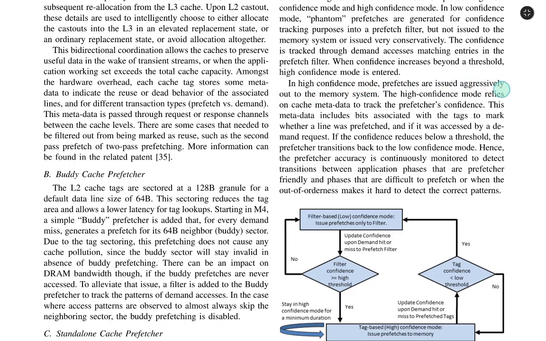The high confidence mode relies on cache metadata to track the prefetch's confidence. This metadata includes a bit associated with the tag to mark whether the line was prefetched and if it was accessed by a demand request. If confidence reduces below a threshold, the prefetcher transitions back to the low confidence mode. Hence, the prefetcher accuracy is continuously monitored to detect transitions between application phases that are prefetcher friendly and phases that are difficult to prefetch, or when the out-of-orderness makes it harder to detect the correct pattern.